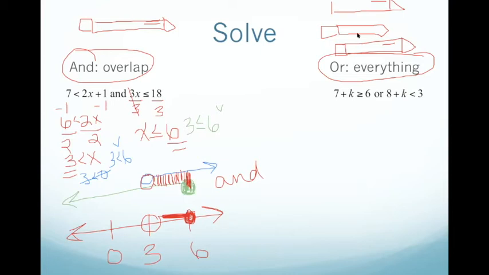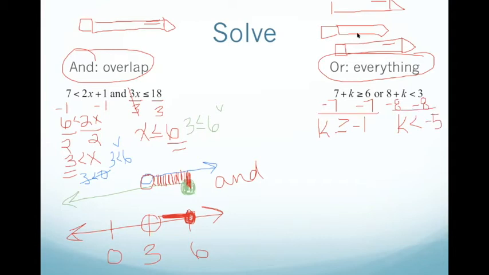The other type of complex inequality is the or statement. So again, with the or statement, our first step is to solve the inequalities. So I'm going to subtract 7 from both sides. k is greater than or equal to, 6 minus 7 is -1. For our second inequality, subtract 8 from both sides. k is less than, 3 minus 8 is -5.